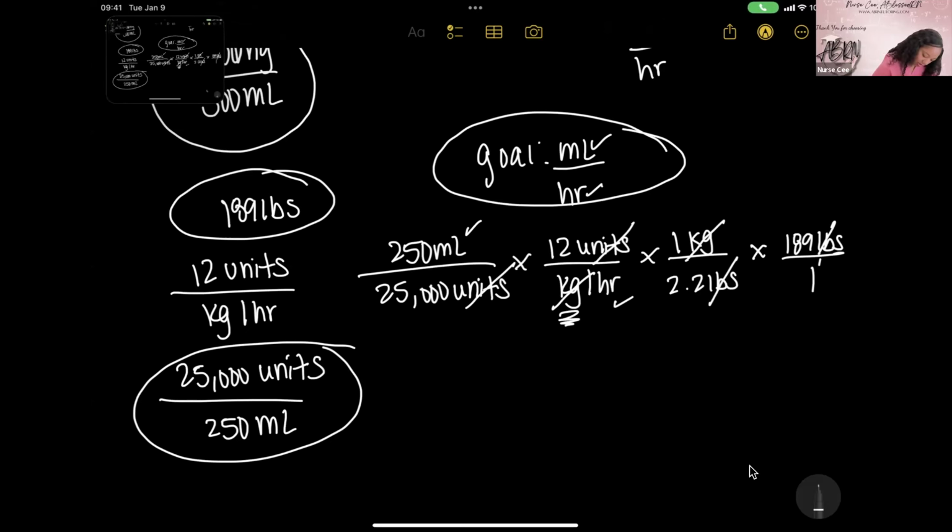And that's going to be 10.309309, repeating. So if we wanted to round this to the nearest whole number, what would our answer be? I see some correct answers. 10 milliliters per hour. Okay.